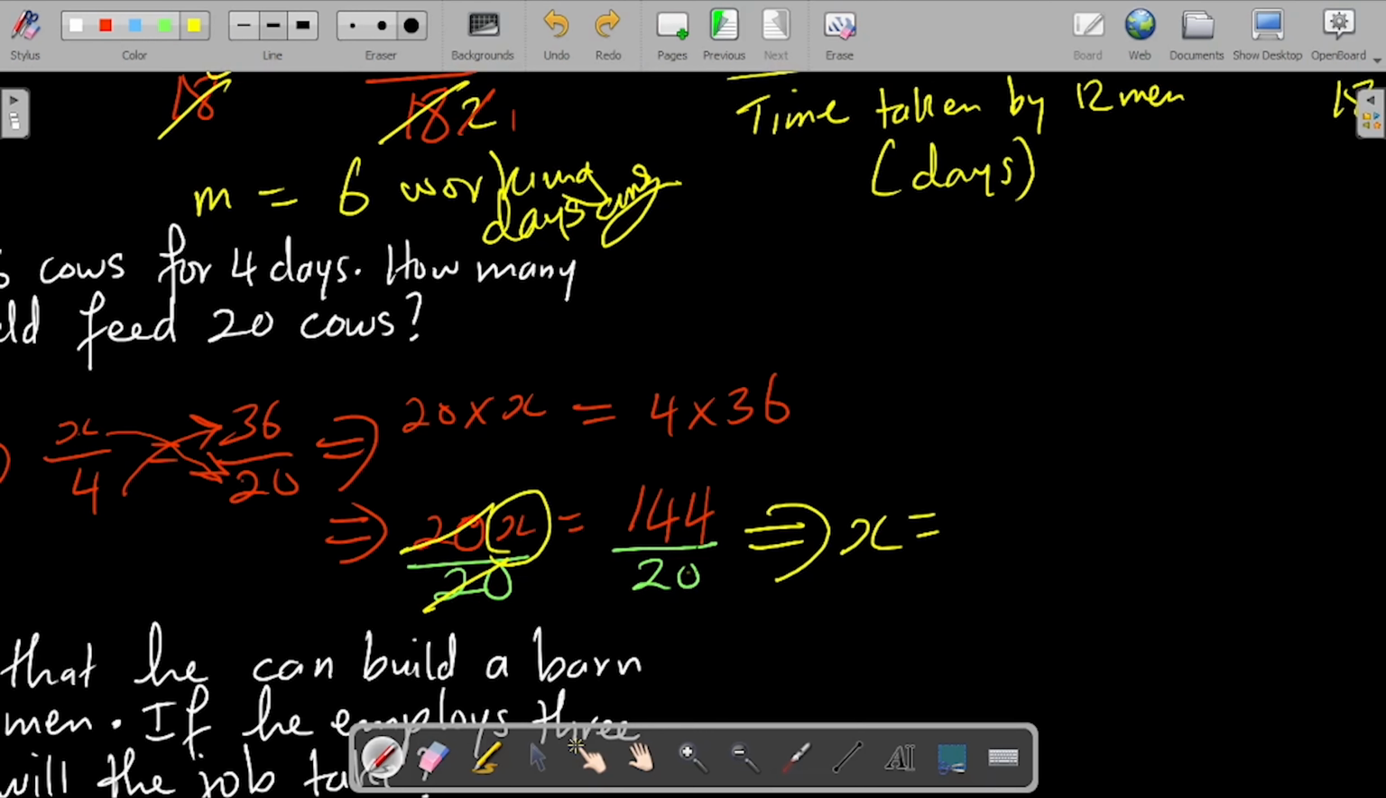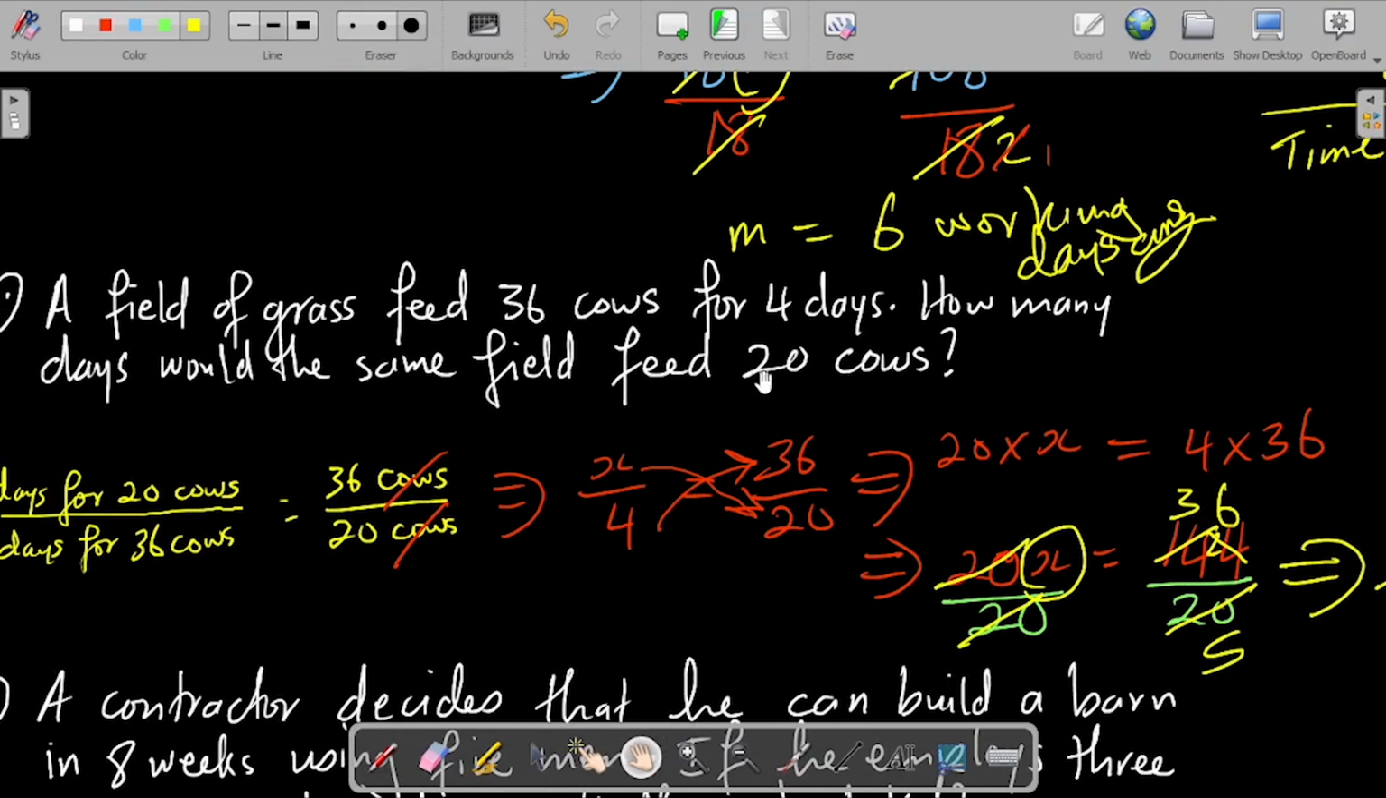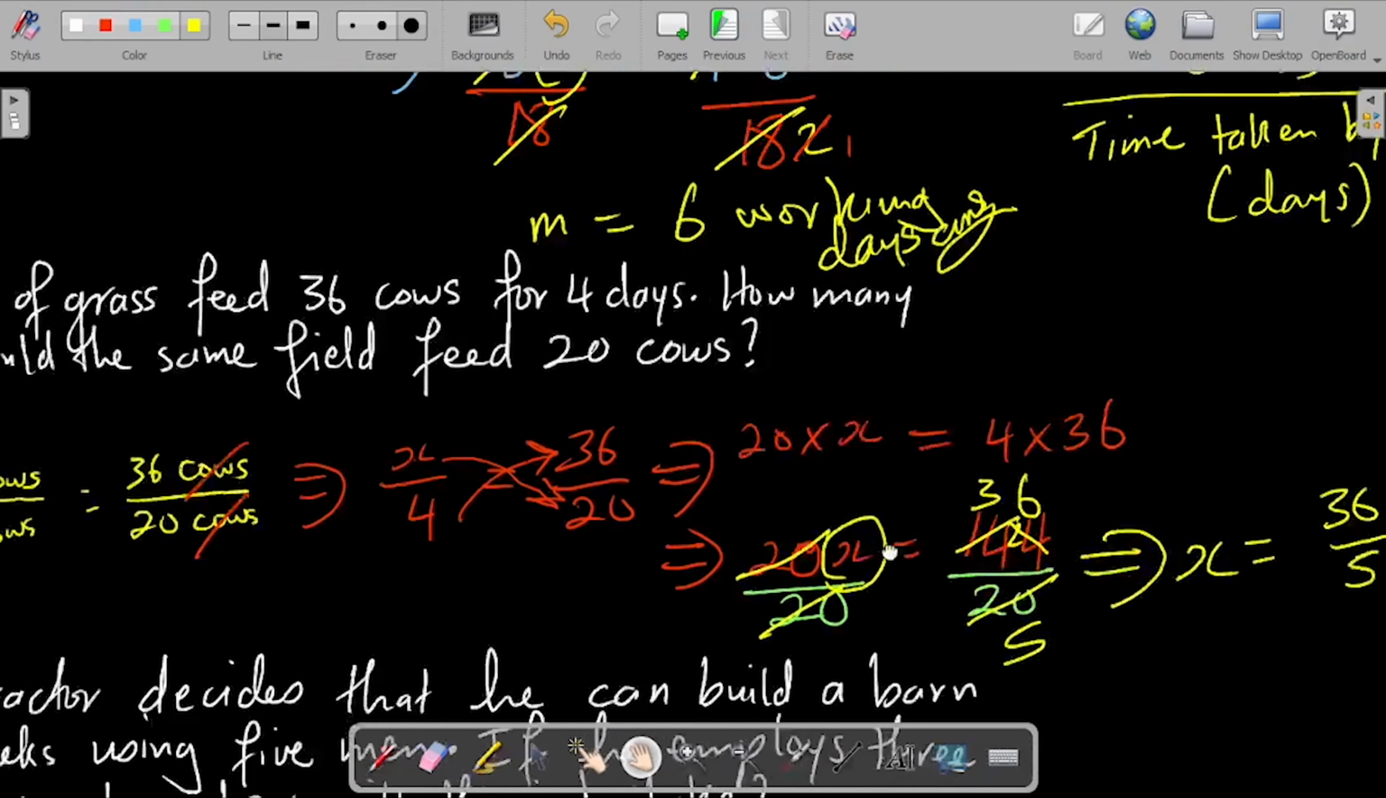Let's cancel off. 4 into 20 is 5. 4 into 14 is 3, because 4 3s are 12, remainder 2. And 4 into 24 is 6. So we get 36 over 5. Converting that into a mixed number, 5 into 36 is 7, remainder 1, because 7 5s are 35, so 1 more to make 36. So 7 and 1/5. 7 and 1/5 days it would take 20 cows to feed on the field of grass.